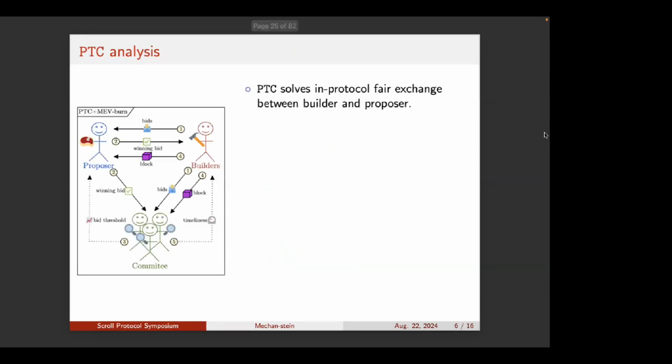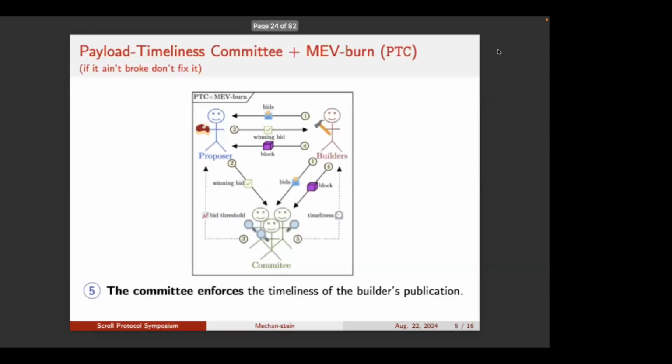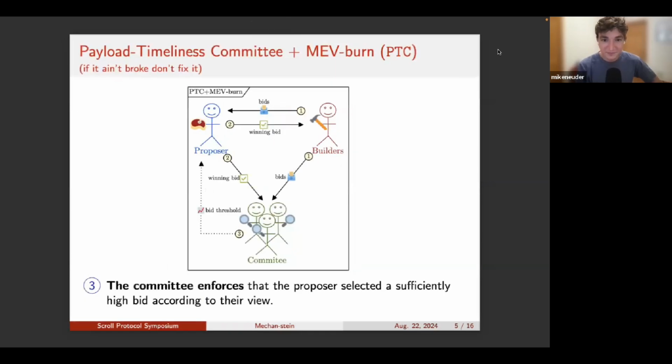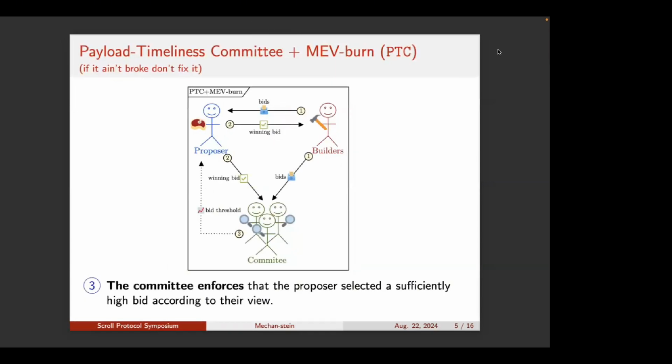Can I ask a question? Yeah, sure. Can you go to step 3? Yep. Sorry, I didn't understand here. Like the committee maintains a pool of other existing bids that are also eligible and that the proposer supposedly didn't select. What prevents someone from griefing by just submitting a bid to the committee but not submitting it to the proposer?